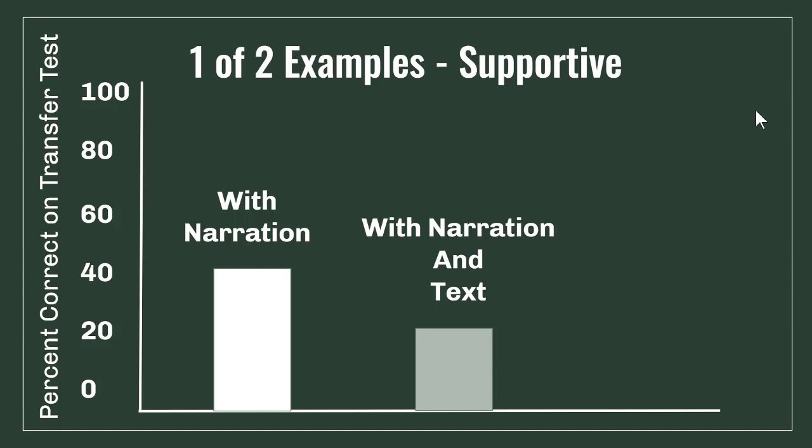On the screen, you see a bar graph for the percent correct on a transfer test. The bar representing with narration shows 40%, and the bar representing with narration and text shows 20%, or half of the bar with narration only. This supports Redundancy Principle 1 with empirical evidence showing that people learn better from concurrent graphics and audio narration than from concurrent graphics, audio, and on-screen text.